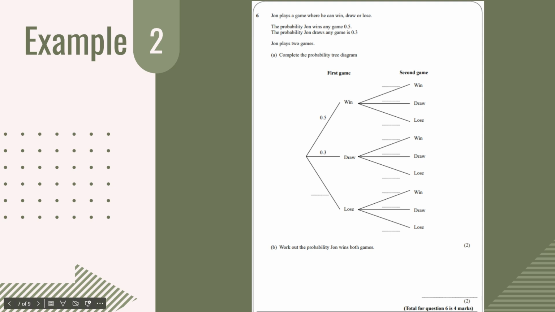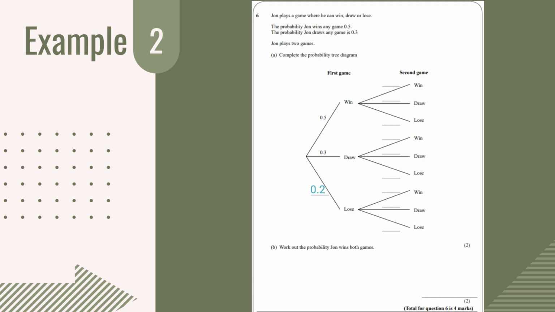So, John plays a game where he can win, draw, or lose. The probability that John wins any game is 0.5, and the probability that John draws any game is 0.3. John plays 2 games. Complete the probability tree diagram. So, as I said before, it must sum to 1, and we've got 0.5 and 0.3, which sum to 0.8. So the probability that John loses any game is going to be 0.2.